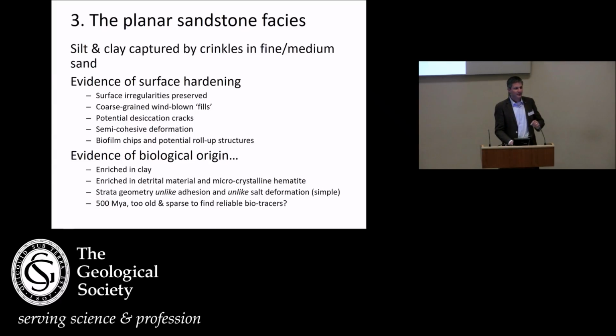When you look at it in more detail and you start looking in between the individual grains, you start seeing an enrichment in clay, you start seeing a lot of detrital material that is very fine, only a few microns in size, silt and very fine crystalline material. We've got an enrichment in microcrystalline hematite on top of the clay. It is not glauconite. And the strata geometry is unlike adhesion and unlike salt deformation, which you can generate very easily in a tray of sand and salt in your living room. And unfortunately, it's very difficult to interpret also because this is about 500 million years old and it's been cooked thoroughly.